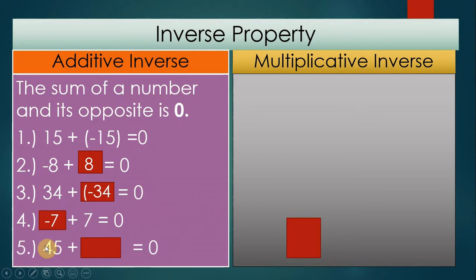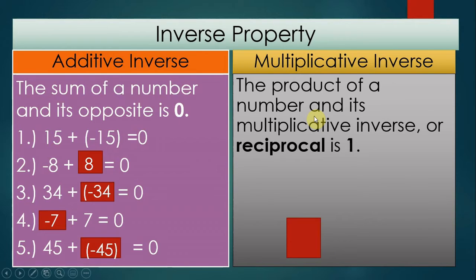Number 5. What is added to 45 to get 0? The answer is -45. Or what is the additive inverse of 45? The additive inverse of 45 is -45. Actually, it's the opposite. Now let's talk about multiplicative inverse. How to find the multiplicative inverse of a certain number? The product of a number and its multiplicative inverse or reciprocal is 1. So the answer is 1.